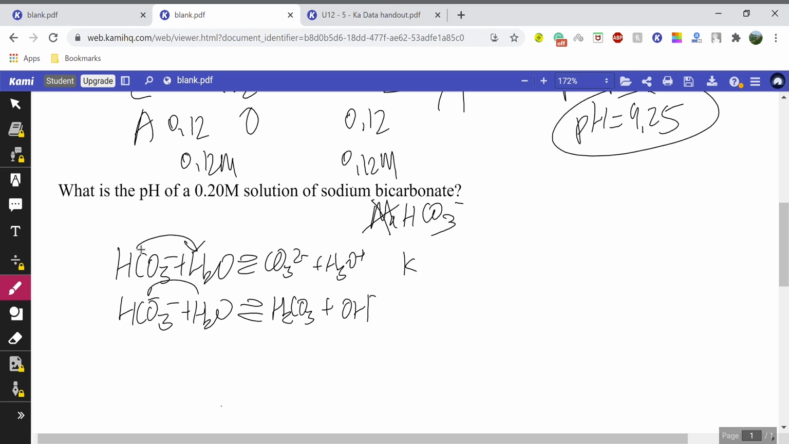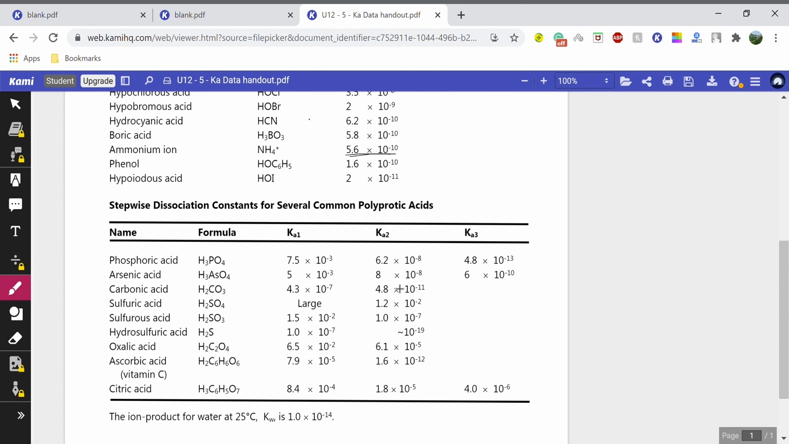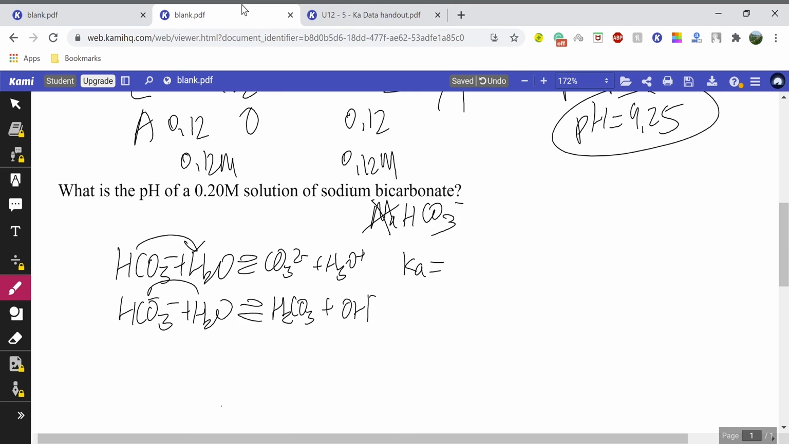So now let's compare the Ka and the Kb. This one is producing an H3O plus, so let's use the Ka for HCO3 minus, and this will be the Ka2. Ka2 for HCO3 minus is going to be 4.8 times 10 to the negative 11th. And we use Ka2 because of what our product and reactants are. We have CO3 2 minus and HCO3 minus, which means we can only use Ka2.